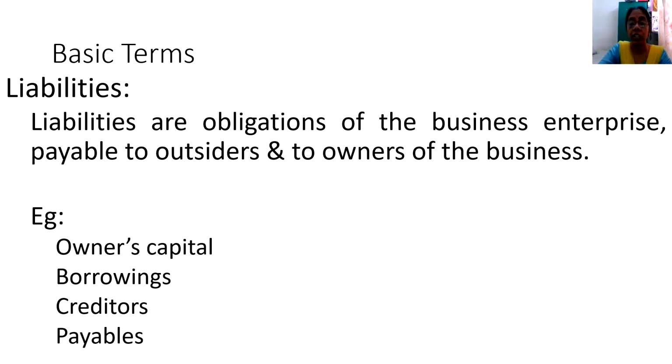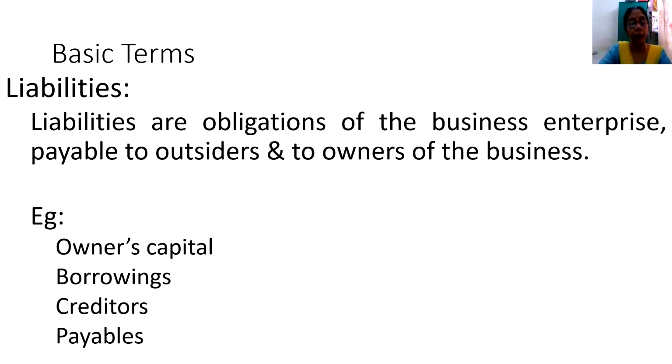Liabilities are the obligations of the business enterprise payable to the outsiders. When I say outsiders, it refers to the borrowed funds. Also payable to the owners of the business. Here I mean the owner's capital. So naturally, liability is said to be the combination of the owner's funds and the borrowed funds. Owner's funds is referred to as capital. Borrowed funds is referred to as external liabilities in the form of loans and such other things.